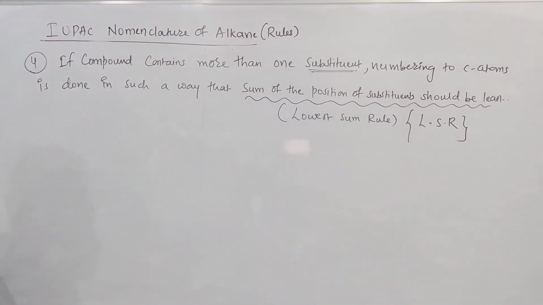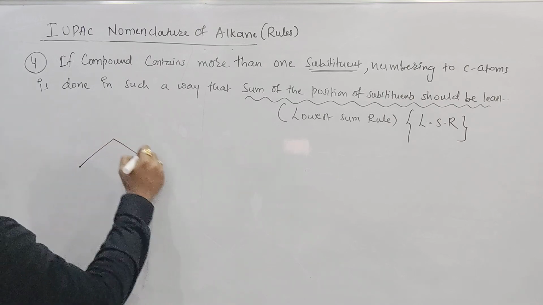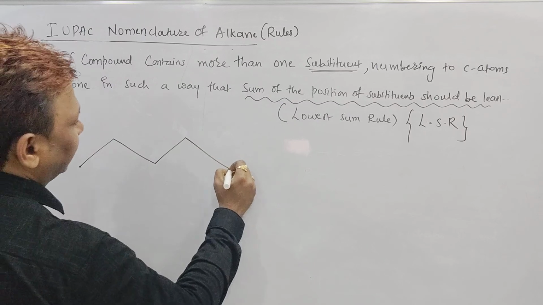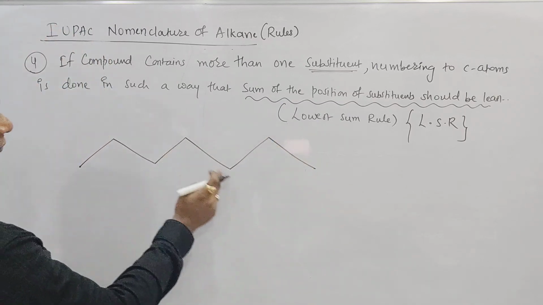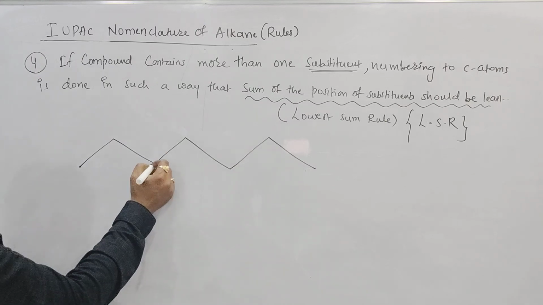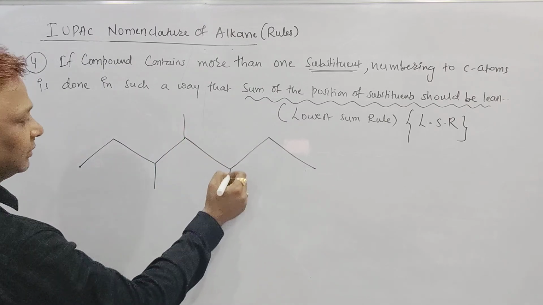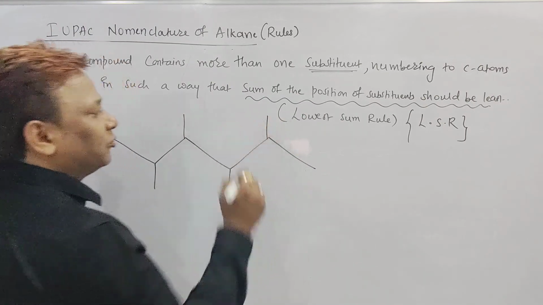Now I want to show you with one example. Here I will give an example with 1, 2, 3, 4, 5, 6, 7 carbons. 1, 2, 3, 4, 5, 6 and 7 carbons. Now what will I do here? One methyl here, one methyl here, one methyl here. Is it clear? If you want one more methyl, I will give it here.